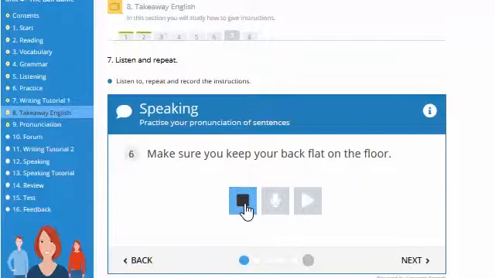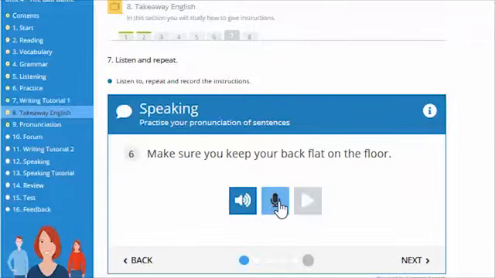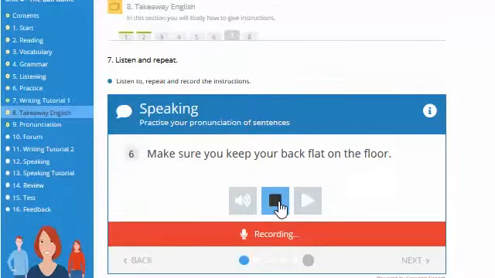Make sure you keep your back flat on the floor. Then they record themselves giving the instruction. Make sure you keep your back flat on the floor.